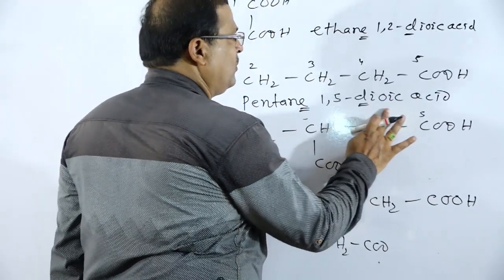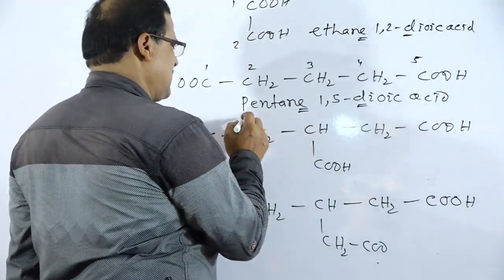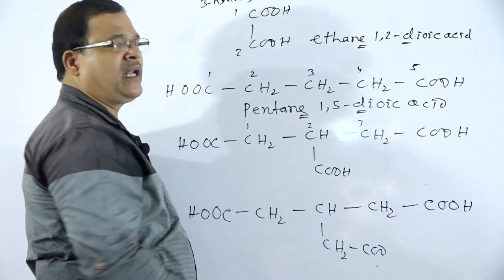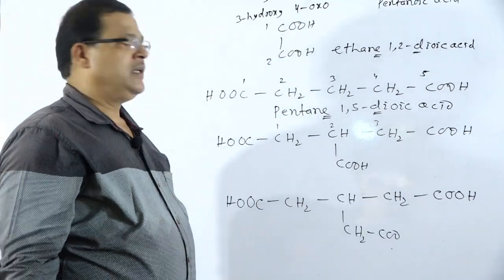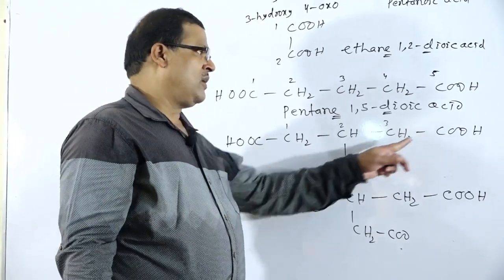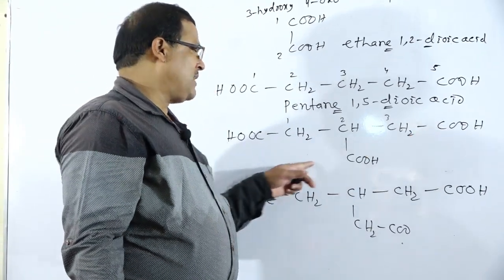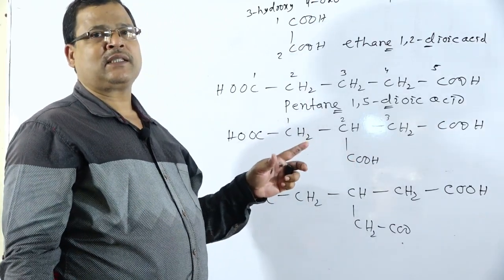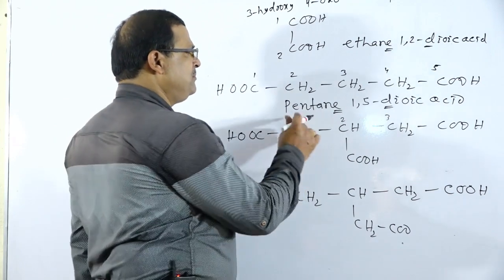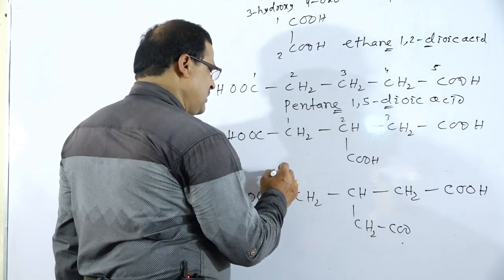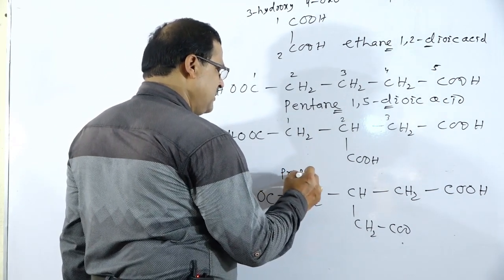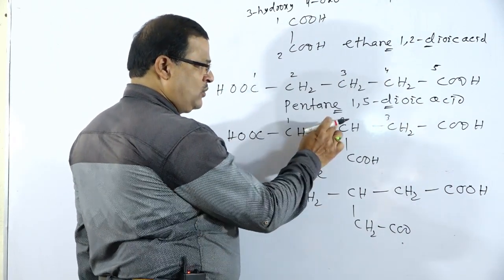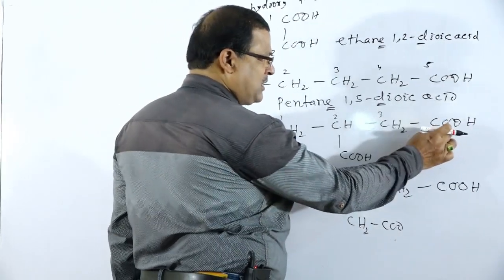We have to number from this carbon atom, 1, 2, 3, and none of the carbon atoms of the functional group is included in the chain. Neither this one, nor this one, nor this one. These carbon atoms are not included in the main chain, and special suffixes are written for them. So the name of the compound is propane, 1 carboxylic acid, 2 carboxylic acid, 3 carboxylic acid.